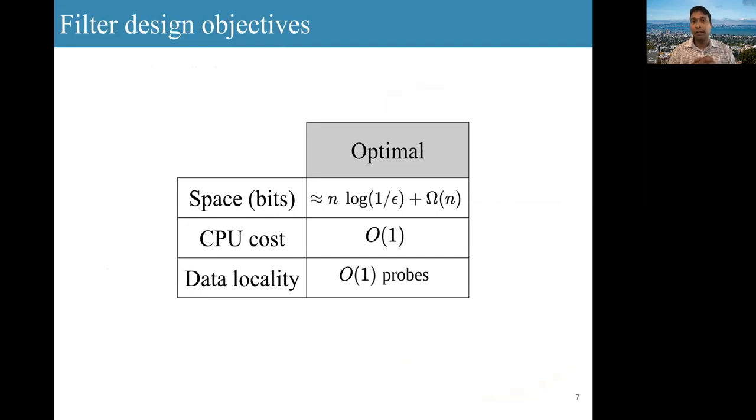Now let's talk about the design objectives of a filter data structure. We want to design a filter data structure that uses small space, or close to optimal space. We want to perform operations like inserts, deletes, and queries in constant time, or at constant CPU cost. Moreover, we also want to make sure that the locality of these operations is very good, because most of the time the performance of operations like inserts, deletes, and queries in a filter data structure is bottlenecked by cache locality, or the number of cache misses that happen during these operations. And therefore, it is very important to have good data locality while performing these operations in order to guarantee high throughput.